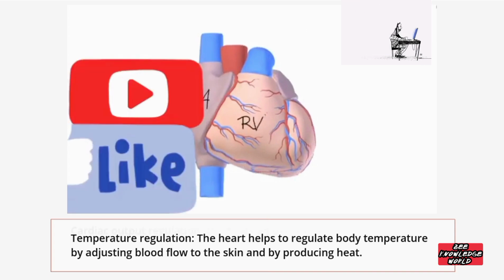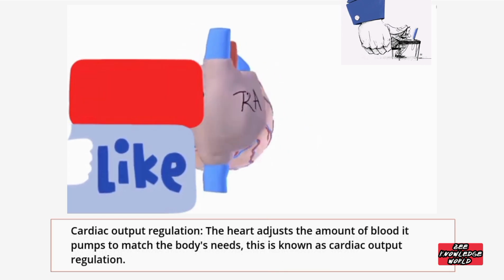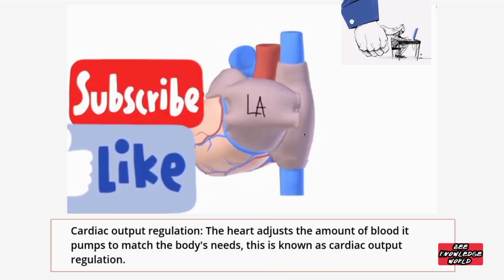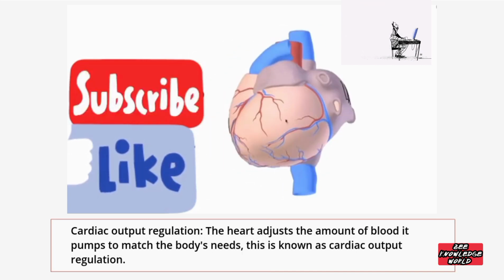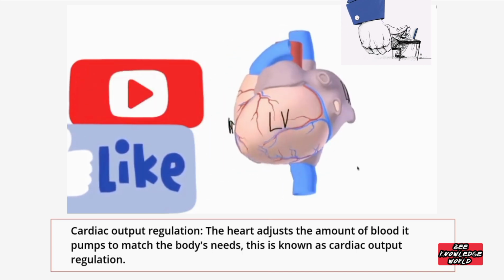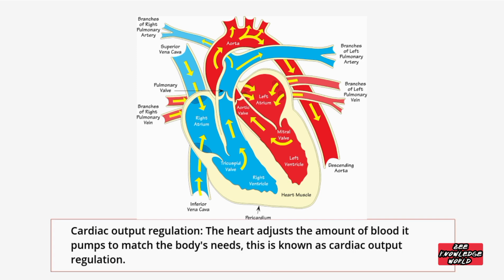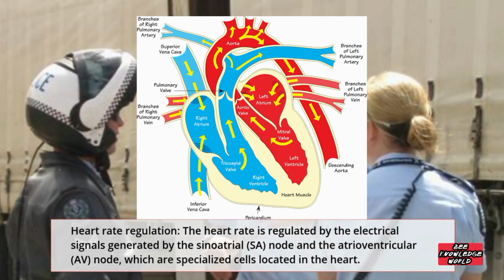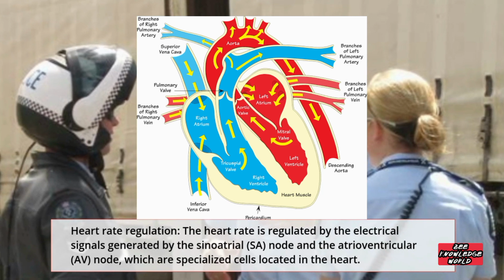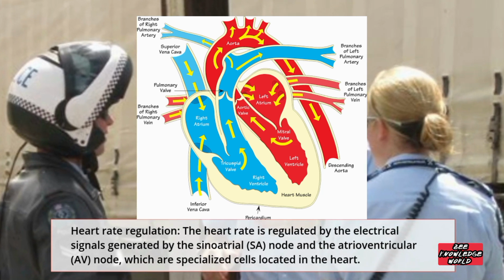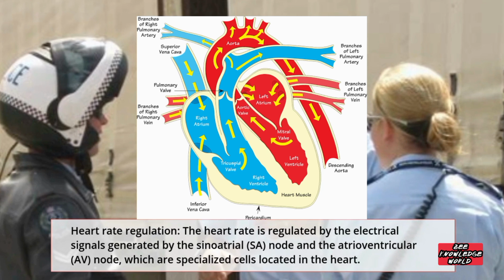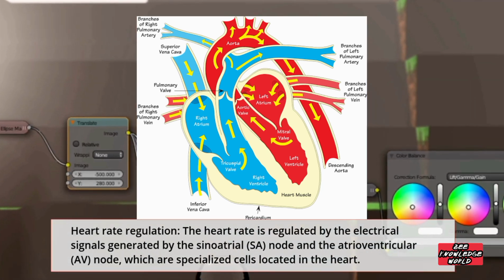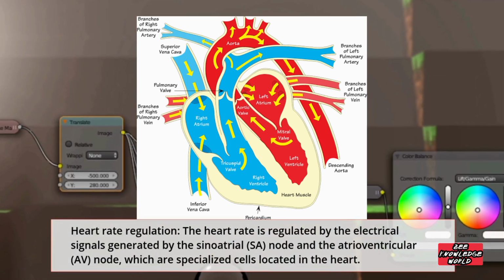Cardiac output regulation. The heart adjusts the amount of blood it pumps to match the body's needs. This is known as cardiac output regulation. Heart rate regulation. The heart rate is regulated by the electrical signals generated by the sinoatrial (SA) node and the atrioventricular (AV) node, which are specialized cells located in the heart.